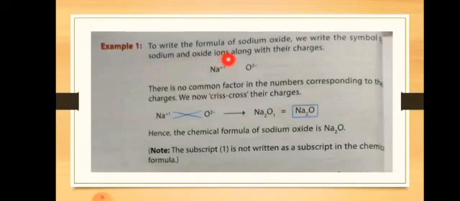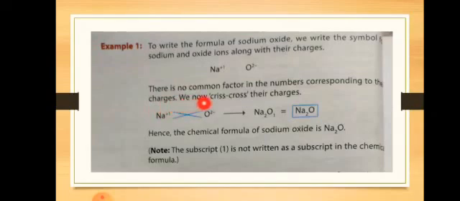Now let us see the example. To write the formula of sodium oxide. Again you can refer to the table. Sodium has a +1 charge and oxide has a 2 minus charge. So first of all, what we will do? We have to write the sodium ion and the oxide ion. Then there is no common factor in these charges. It has a -2 charge, it has a +1 charge. So a common factor is not there.